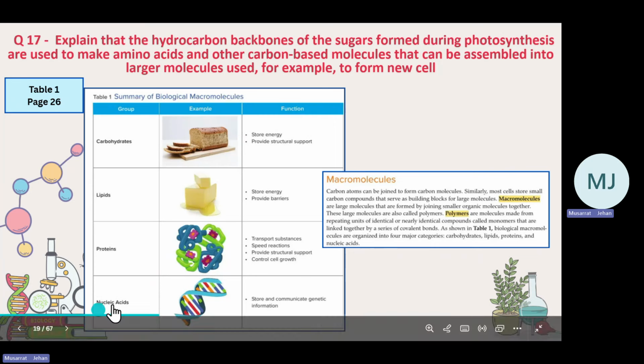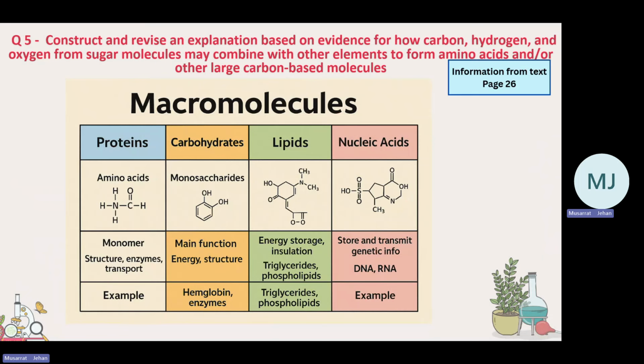Then the nucleic acids, they are the RNA and the DNA. They store and communicate genetic information. So you should know the functions of all these 4 macromolecules. Proteins are made up of amino acids. Carbohydrates are made up of monosaccharides. Lipids are made up of fatty acids and glycerol. Nucleic acids are made up of nucleotides. These are the monomers.